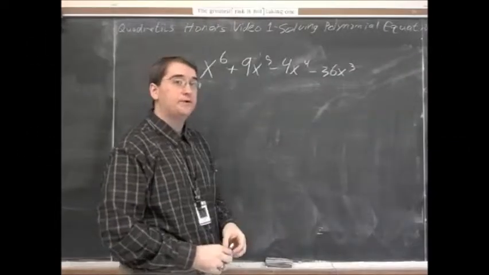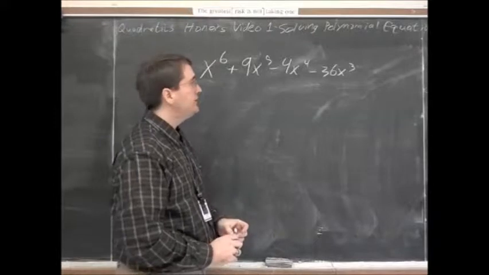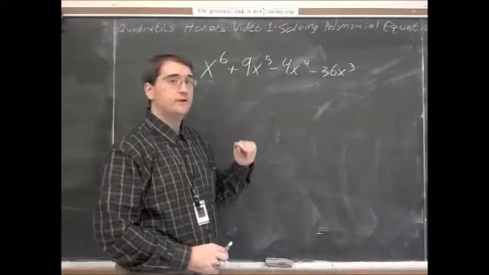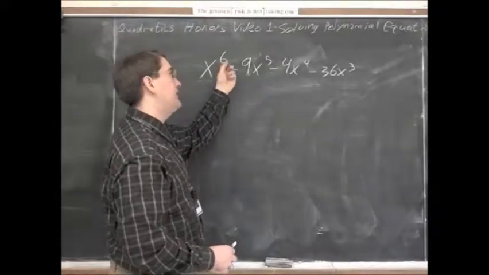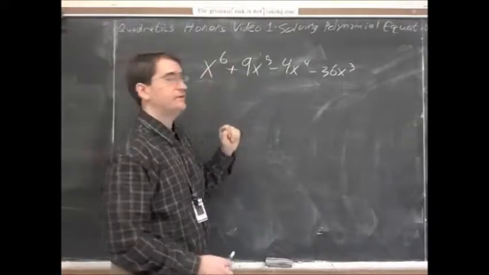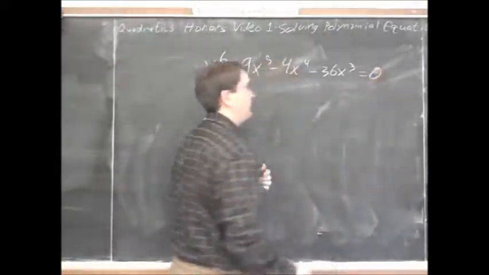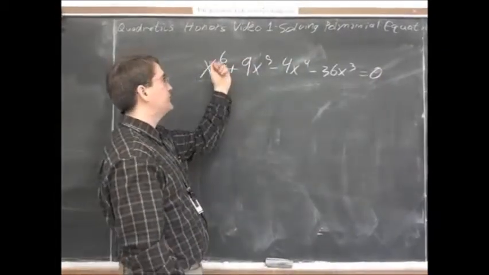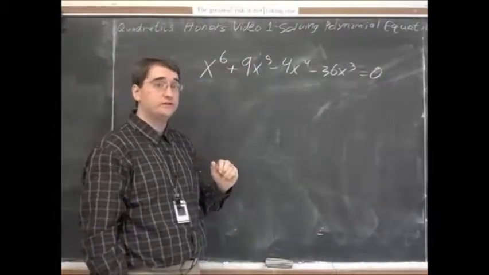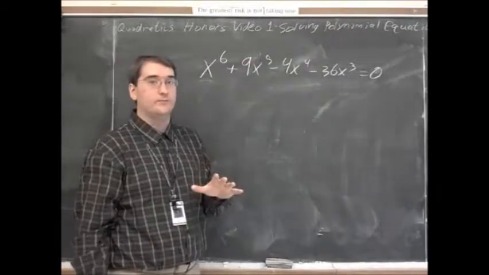We have one more example here. This will be a little bit more tricky. From the previous video, which you should have already watched, you already know that the fundamental theorem of algebra tells us that we can expect as many as 6 solutions to this equation. Because this is the degree of the polynomial, we can expect as many as 6.